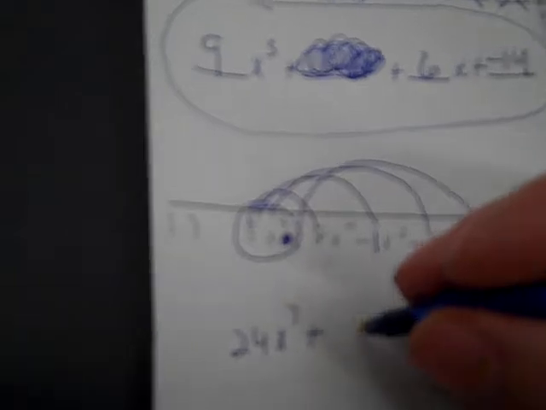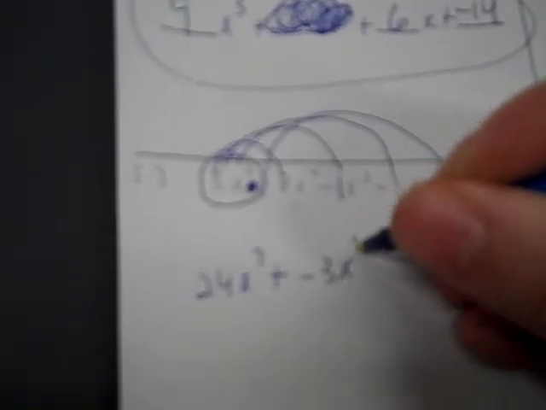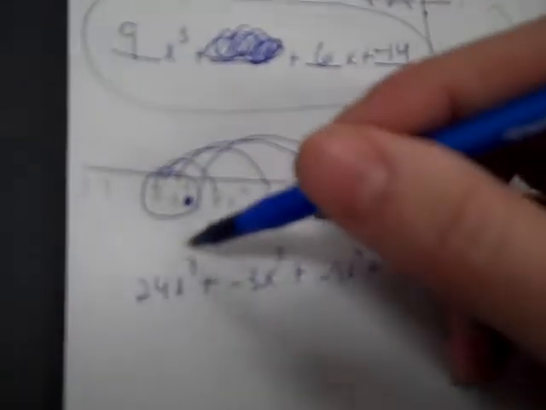Okay, so since all of these powers are different, I have a 7, a 5, a 4, a 3. They're all different, so I don't need to write the blank spaces out. I just write 24x to the 7th power plus negative 3x to the 5th power plus negative 9x to the 4th power plus 15x to the 3rd power. Okay, and that's my answer.